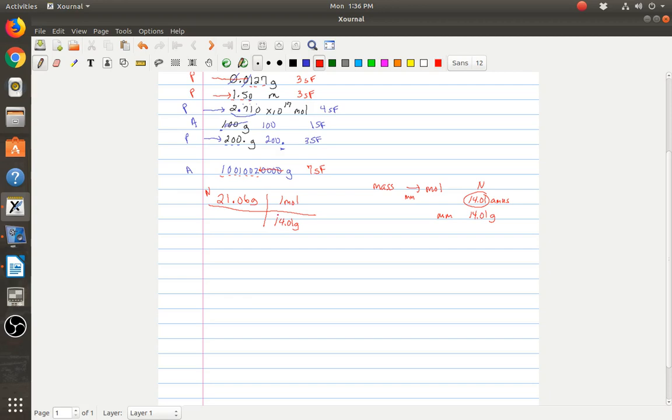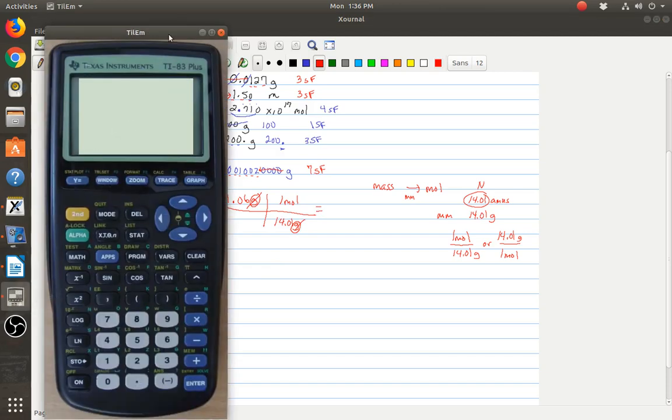This is a ratio. Remember, I can do 1 mole over 14.01 grams or 14.01 grams over 1 mole. There's 2 ratios, and I choose the one that's going to work for my situation. In this case, I need the grams to cancel, so one has to be in the numerator and one in the denominator. Cancel out, and then I pull it up, and I'm going to have some kind of answer.